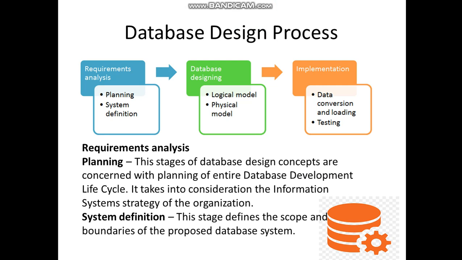Now the database design process has three main steps, that is requirement analysis, then database designing and then implementation. So first we see requirement analysis. In that, first is planning. That means once the requirement comes from the user, the planning stage comes, correct? This stage of database design concepts is concerned with planning of the entire database development life cycle. It takes into consideration the information system strategy of the organization.